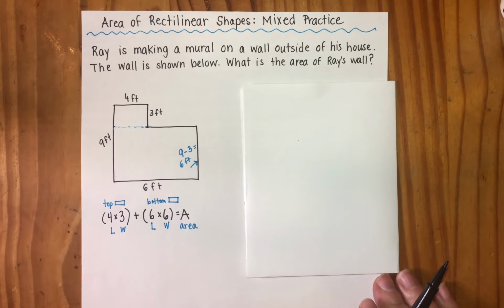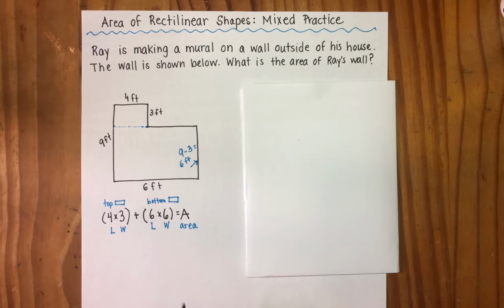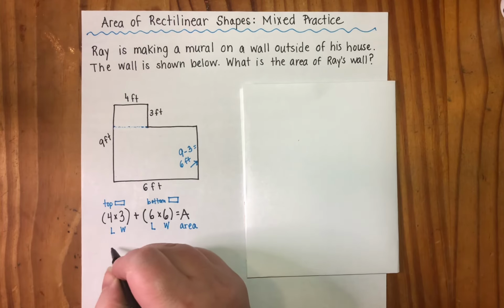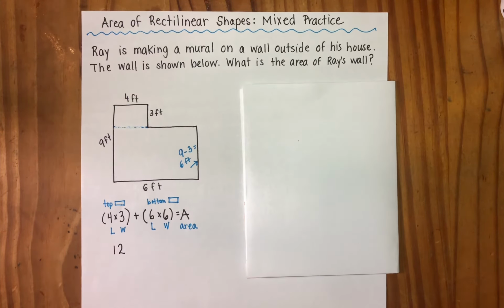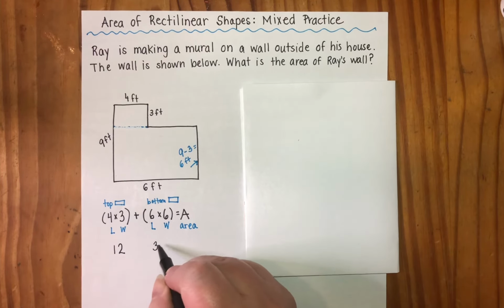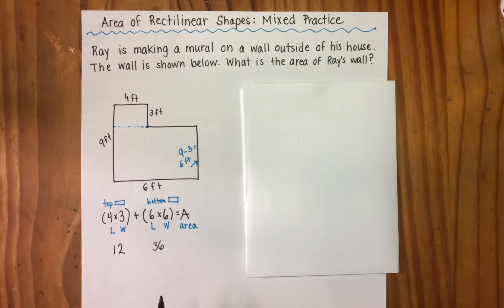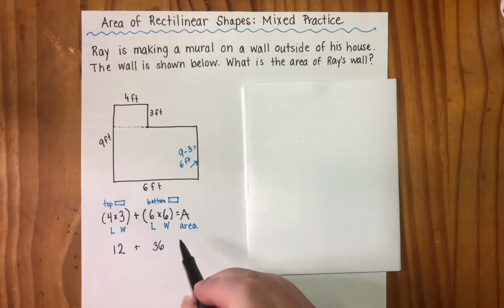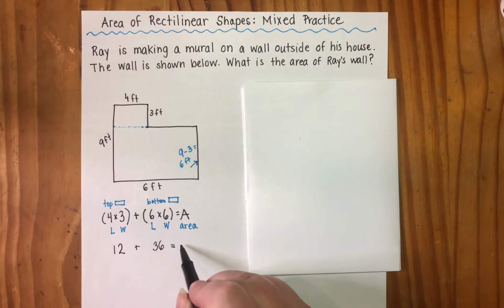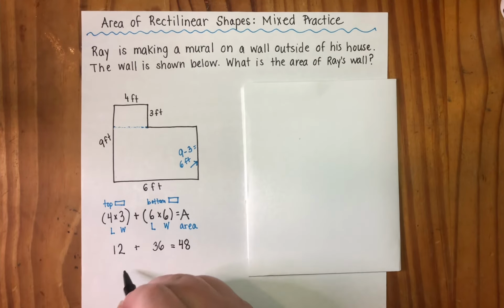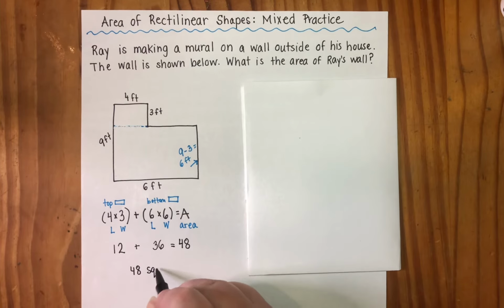Right. We can find the area of the top rectangle by multiplying 4 times 3, which equals, yes, 12 square feet. We can then find the area of the bottom rectangle by multiplying 6 times 6, which is, yes, 36 square feet. Finally, we can add the two areas together. 12 plus 36 equals, yes, 48. So the area of the shape is 48 square feet.